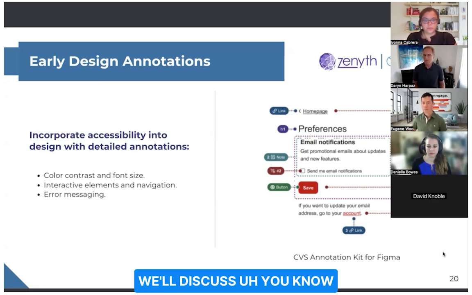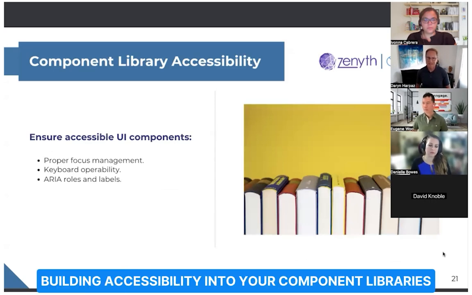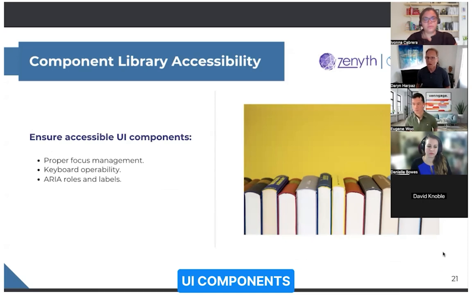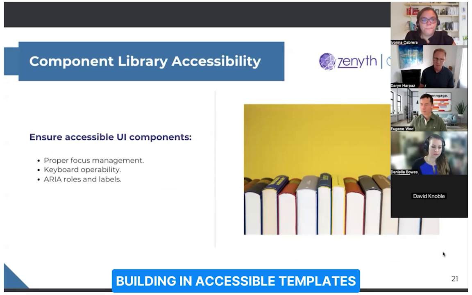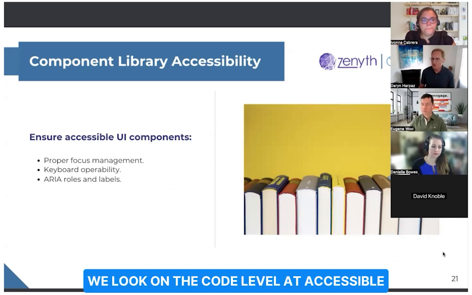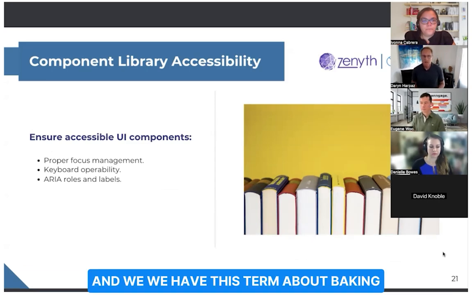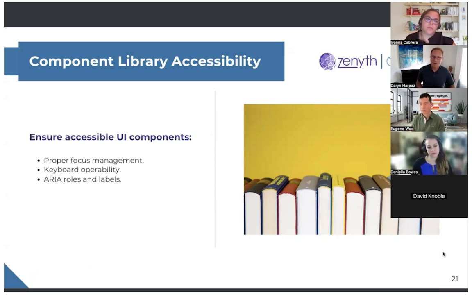So we'll continue to discuss on the next slide, but we're talking about building accessibility into your component libraries and ensuring consistent accessibility across all your UI components. So much like Eugene spoke about building in accessible templates, we look on the code level at accessible UI components that become reusable from an accessibility perspective. And we have this term about baking this into the component library from the start.